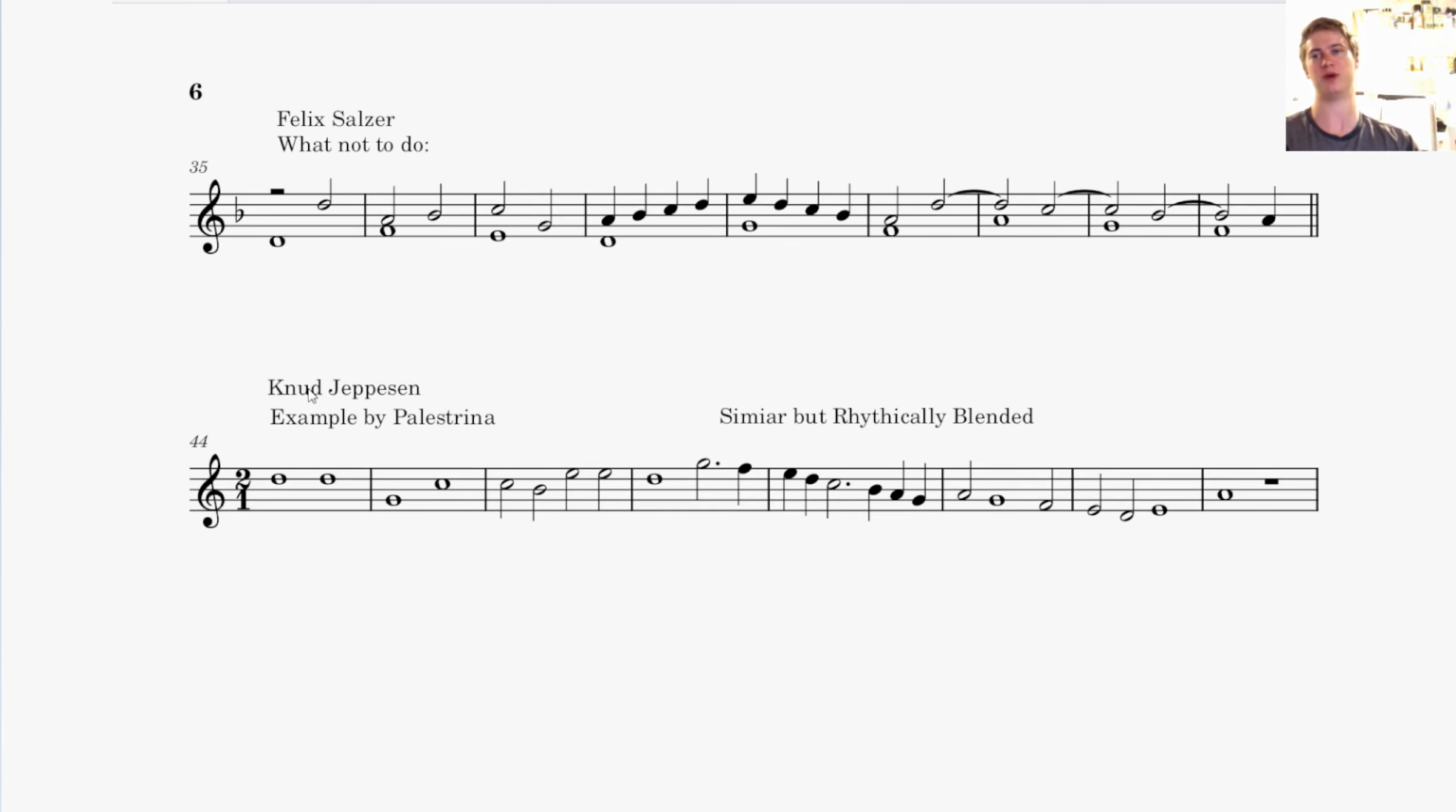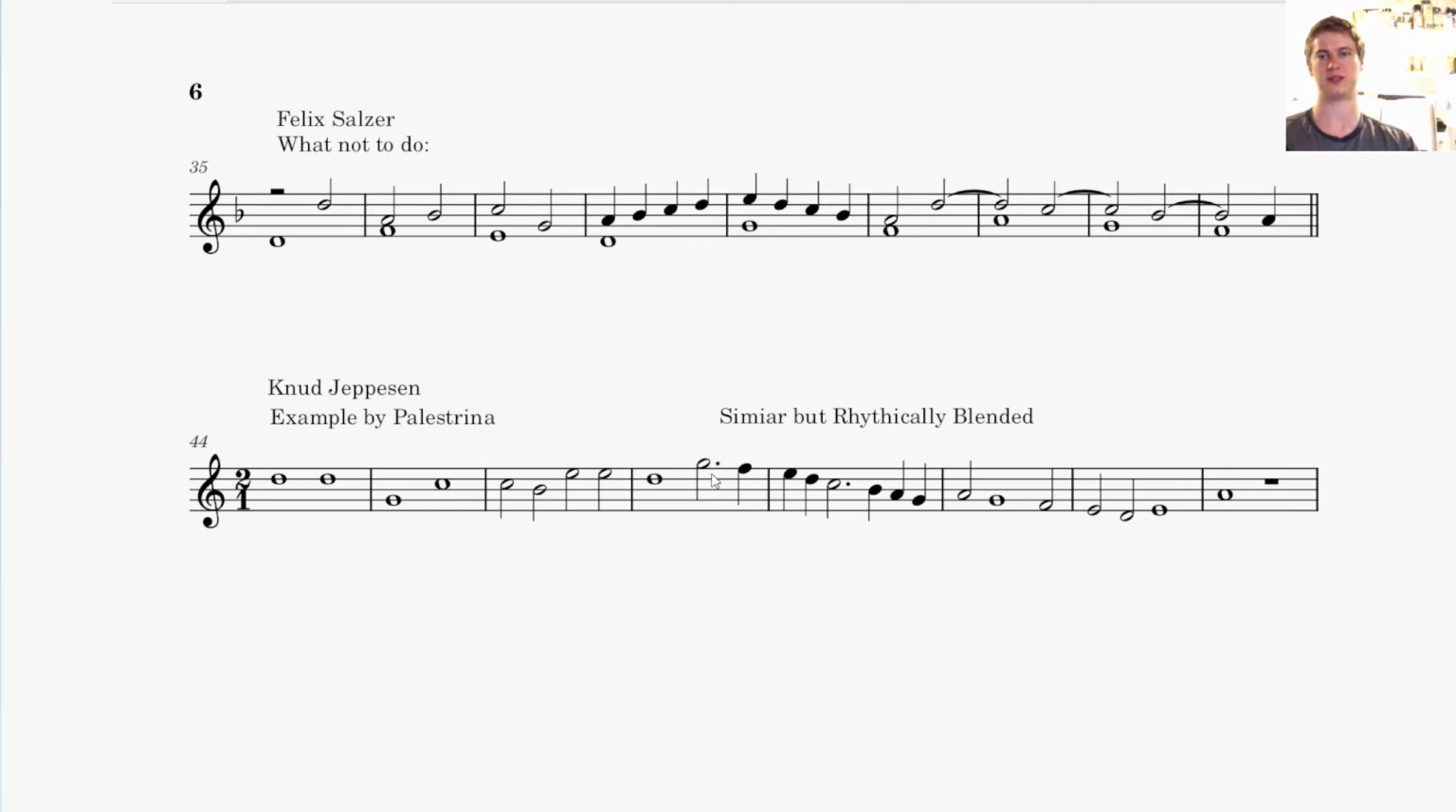Jeppesen gives us an example by Palestrina. This shows us a natural rhythmic arc. Similarly to Salzer's exercise, the melody begins with shorter note durations, then has a faster middle section, which leads back to a slower section at the end. But differently than Salzer's exercise, Palestrina's melody is rhythmically blended in a nice fashion. This example's purpose is to show the concept and execution of a rhythmic arc, where the melody has a point of interest that is also supported rhythmically.